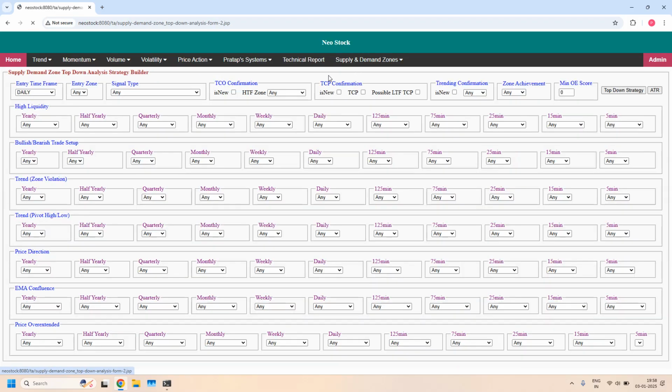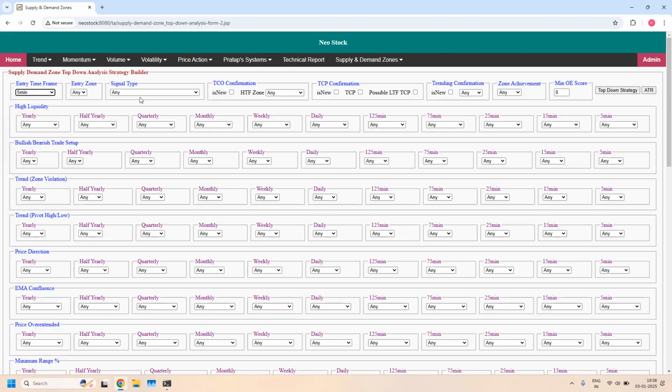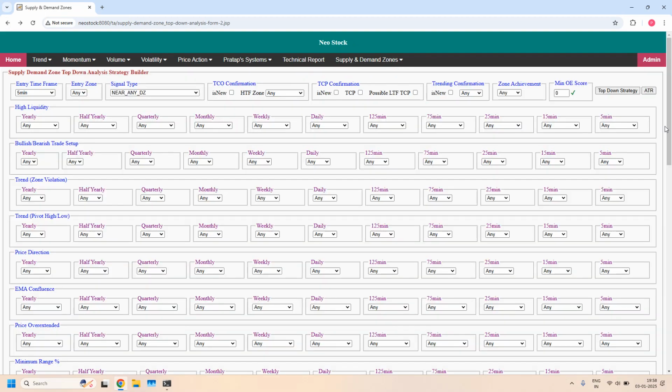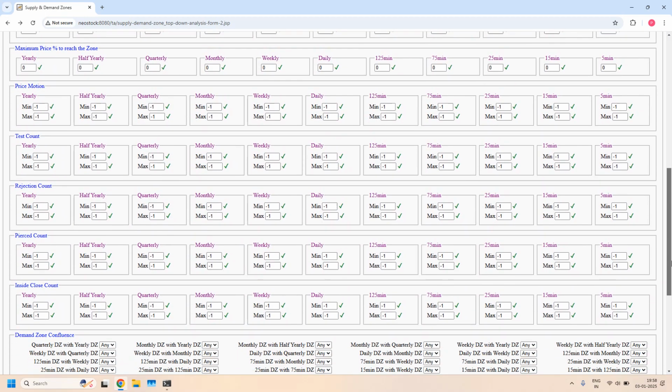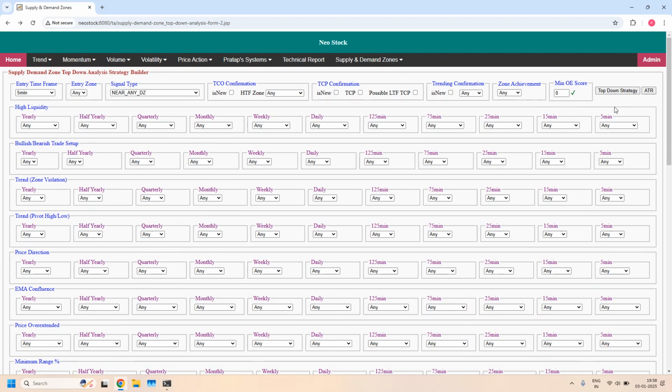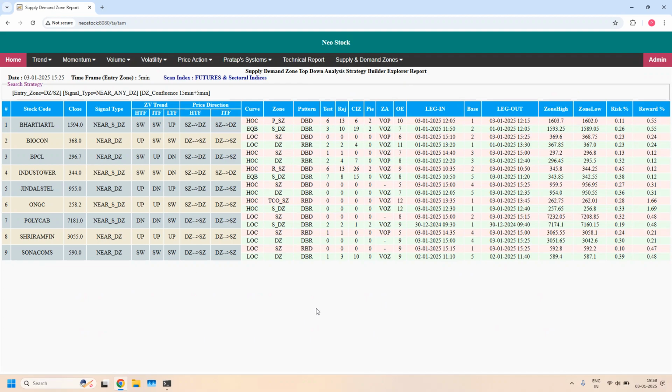Okay, next time frame is 5 minutes. Stocks near 5 minutes demand zone. 14 stocks are filtered. We can further filter based on the ITF confluence, that is 5 minutes demand zone with 15 minutes demand zone confluence. I am enabling the filter. 9 stocks are filtered. Some of these stocks are pierced zones, please ignore them. The first one and seventh one are not valid.